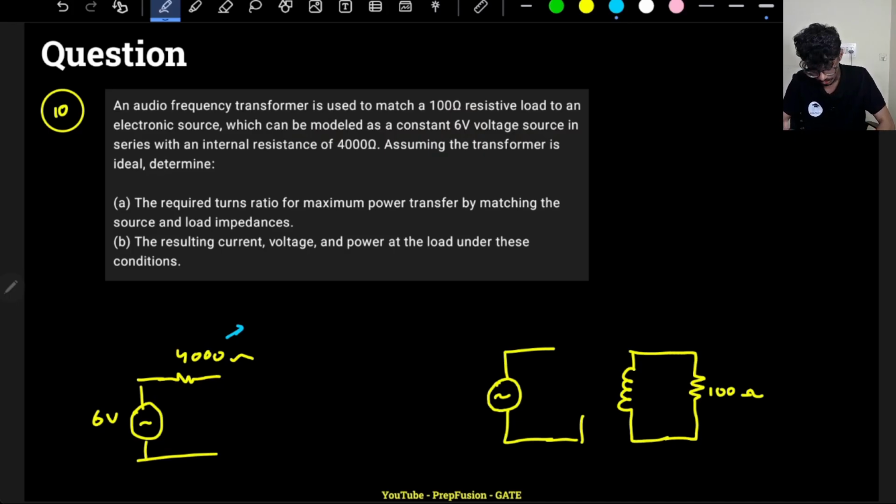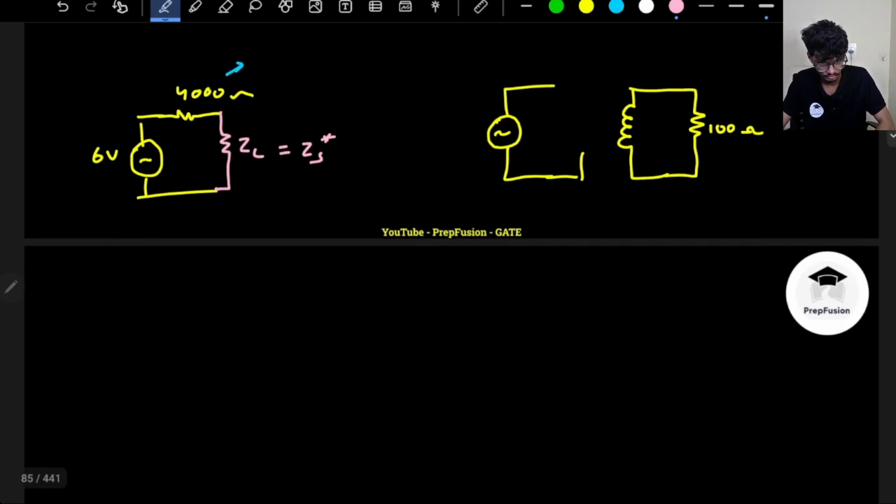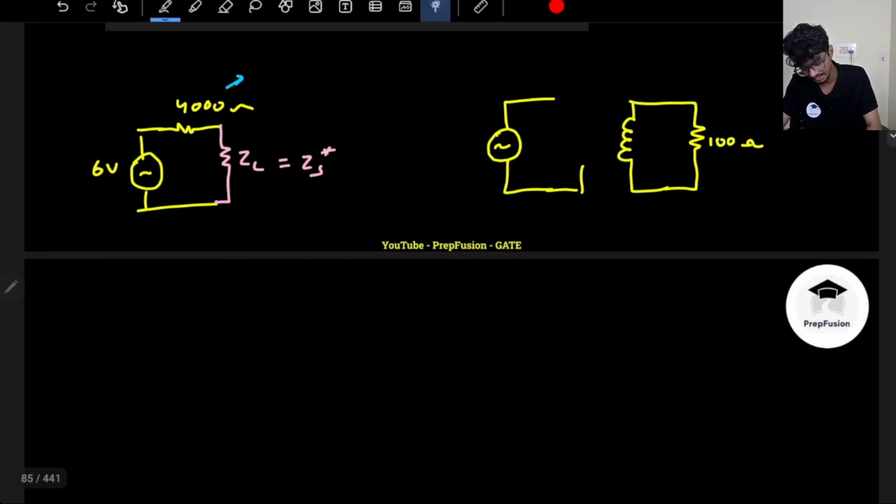So why do we match the source impedance? You have learned about the maximum power transfer theorem. If I connect a load ZL here and I want the maximum power to go to this load, I need to match the impedance, that is ZL should be equal to ZS conjugate. But in our case it is real, so it will be simply ZS, 4000 only. So I have to match the impedance, but currently I have 100 ohms only.